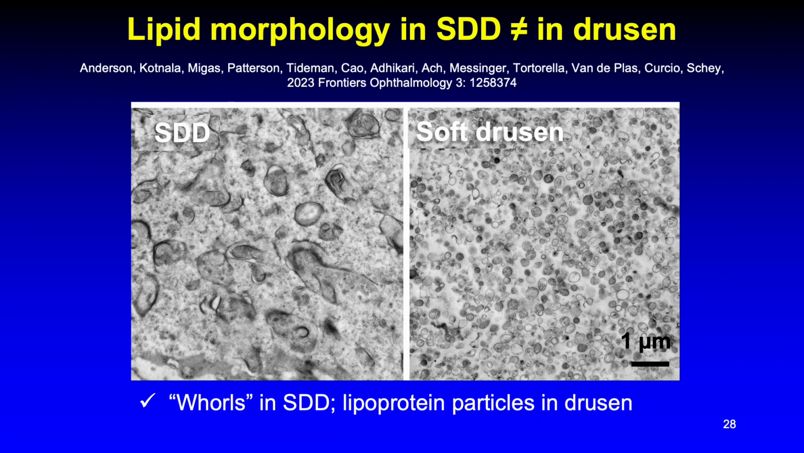By electron microscopy, the electron-dense lipid-containing material in SDD are whorls that differ in size and morphology from the lipoprotein particles in soft drusen on the right.